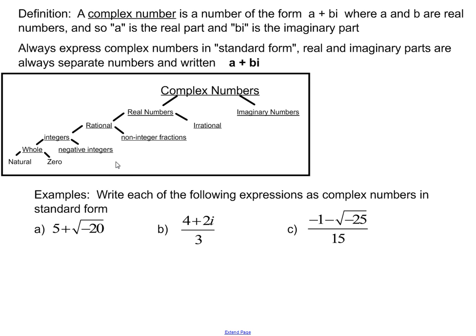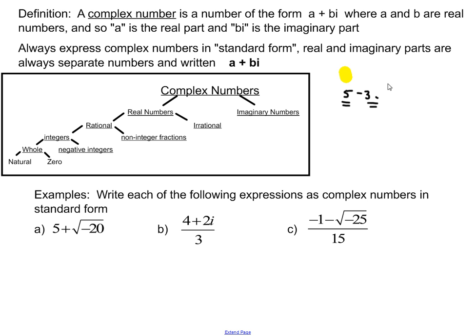A is a real part, and b times i is considered an imaginary number. And we always express these complex numbers in standard form. It's something like a plus bi. So if I had 5 minus 3i, actually I should get a pen here. Let's try that. If I had something like 5 minus 3i, it's of that form where I have a real part separated from an imaginary part.